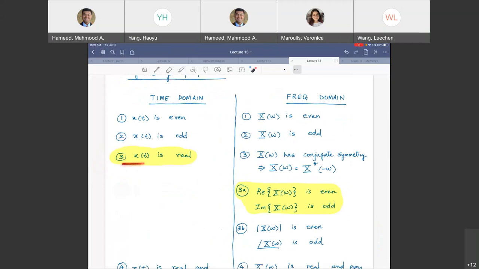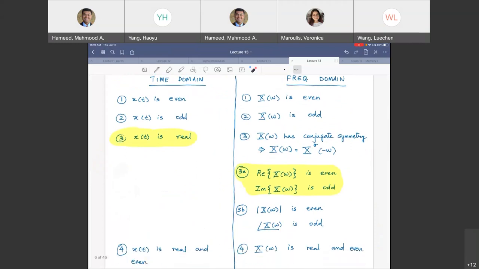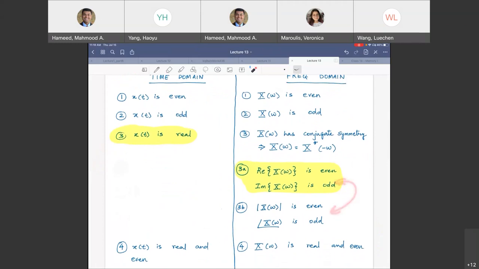The one that we are going to prove is property number 3. If x(t) is real, then X(omega) has conjugate symmetry. We have seen this even in Fourier series, where X(omega) equals the conjugate of X(negative omega). You can say two things about conjugate symmetry: one for real part and imaginary part, and also for magnitude and phase. The real part of X(omega) is even, the imaginary part of X(omega) is odd. We'll prove this. And for magnitude and phase, the magnitude of X(omega) is even, the phase is odd. All of this you can say based on x(t) being real.